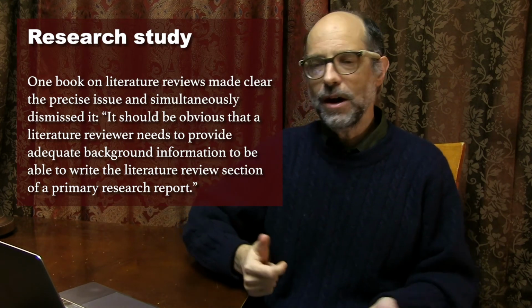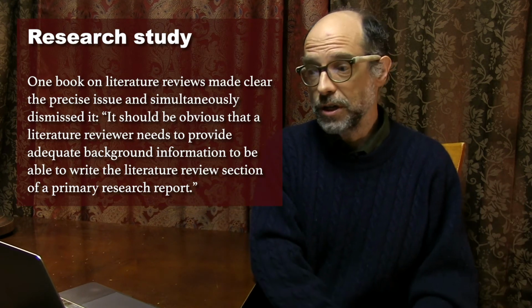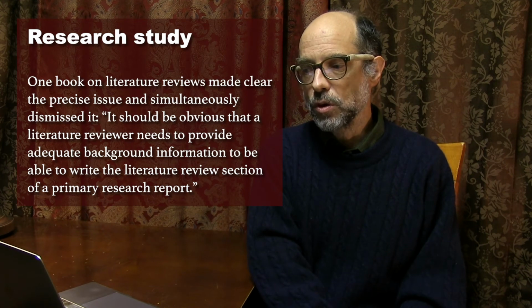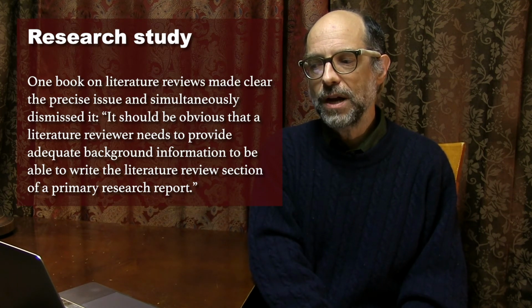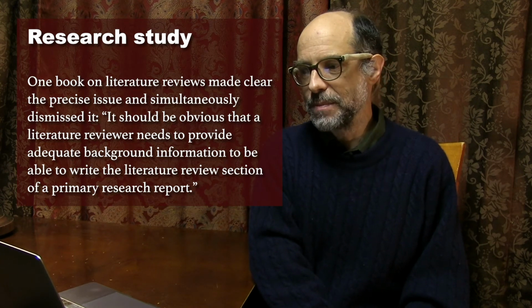They said, it should be obvious that a literature reviewer, that is to say somebody carrying out a big literature review project, needs to provide adequate background information to be able to write the literature review section of a primary research report. Now, when they say a literature review section of a primary research report, they're talking about two different kinds of literature review. The literature review section is the research background literature review, and the primary research report is the literature review research study that they're working on.